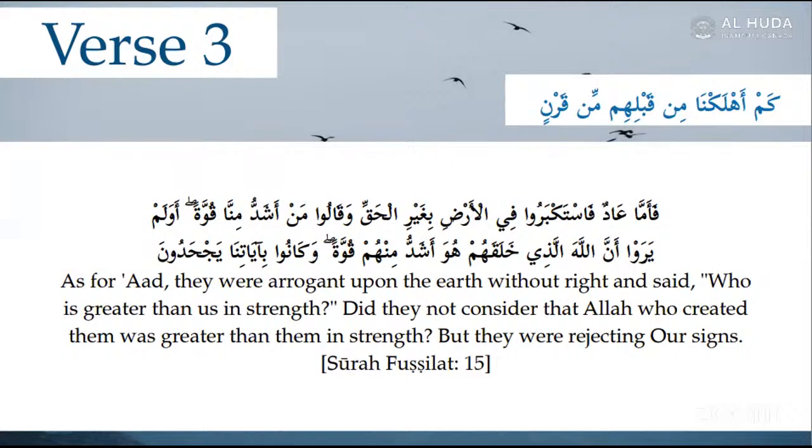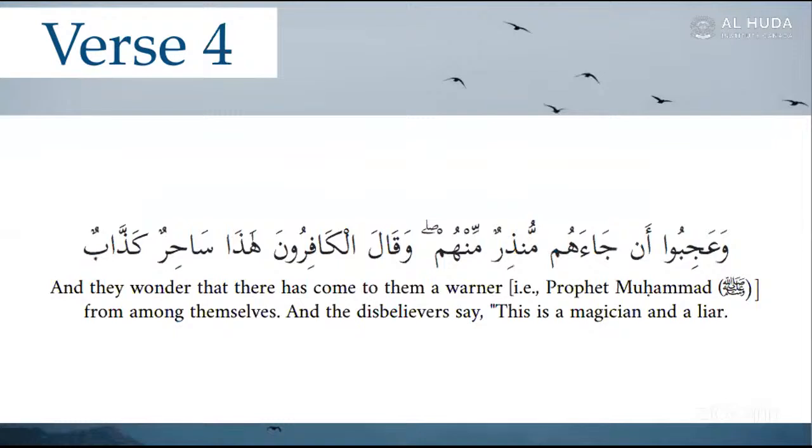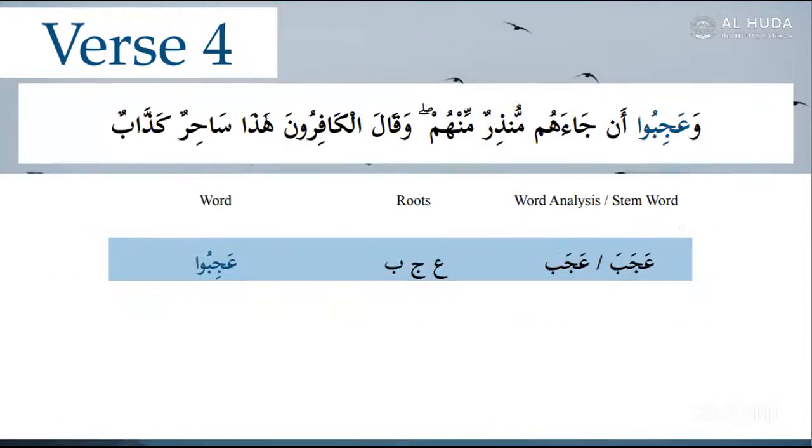وَعَجِبُوا أَنْ جَاءَهُمْ مُنذِرٌ مِّنْهُمْ. And they wonder that there has come to them a warner from among themselves. The term ajibu from Ain Jim Ba, ajaba means to wonder, to be amazed. So they were surprised, they were astonished.